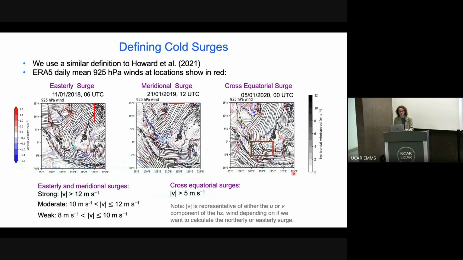We also need to identify the cold surges, and we do this by looking at the daily mean winds at 925 hectopascal. So when the winds are going through this red line here, then it is an easterly surge. If they're moving through this red line here, then it's a meridional surge. And if they're moving in this box that is just positioned south of the equator, then it's a cross-equatorial surge. And we're also distinguishing the different strengths of surges. So we have a strong surge if the winds exceed 12 meters per second, moderate if it's between 10 and 12, and weak surges if their winds range between 8 and 10 meters per second. And for cross-equatorial surges, we're relaxing this criterion a little bit. Here, the winds have to exceed 5 meters per second.